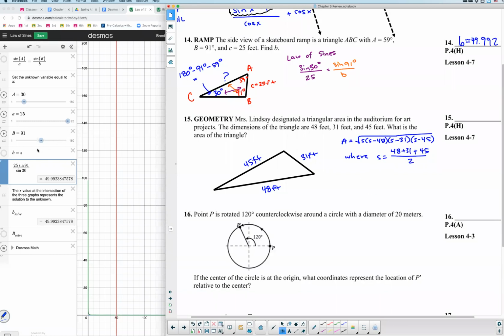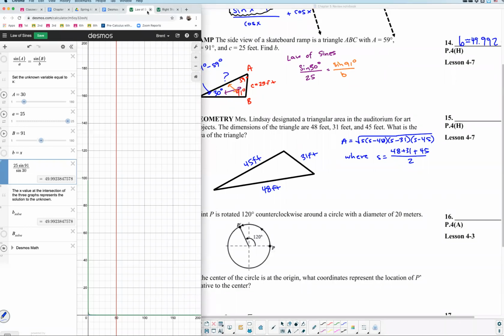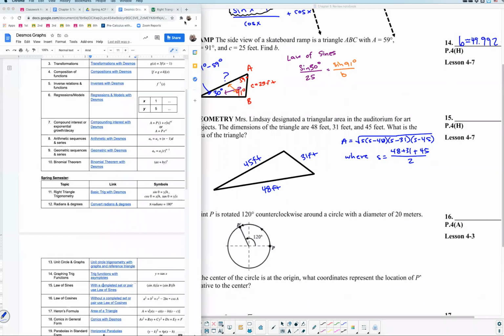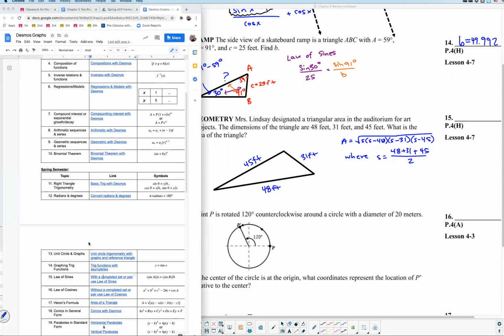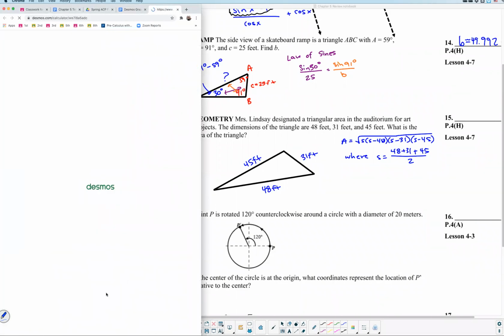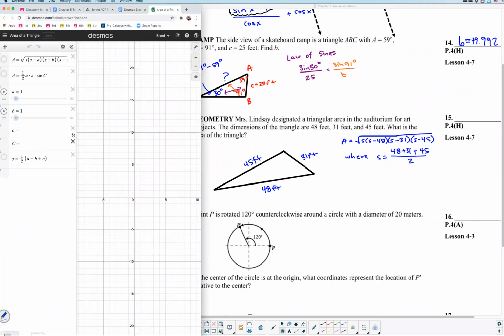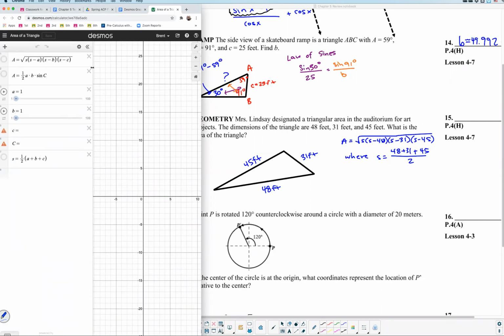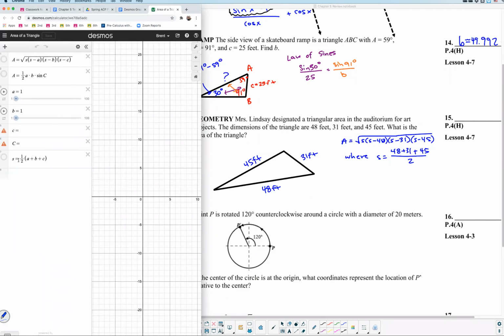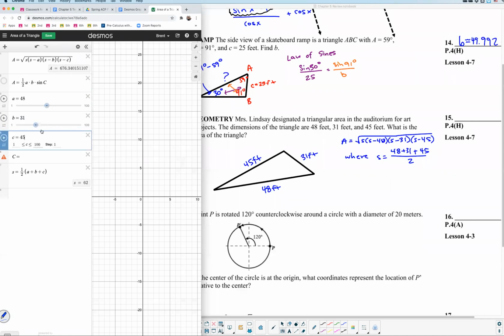Well, I also created a calculator for this. So I'm going to go over here and cancel these, so I don't have as many tabs open. Let's look for area of a triangle. There it is, Heron's formula. When I click this, this will do the calculation for me. Notice that's my formula right up there, and there's my S. So we have 48 as the first side length, 31 is the second side length, and the third side length was 45. I type all that in.